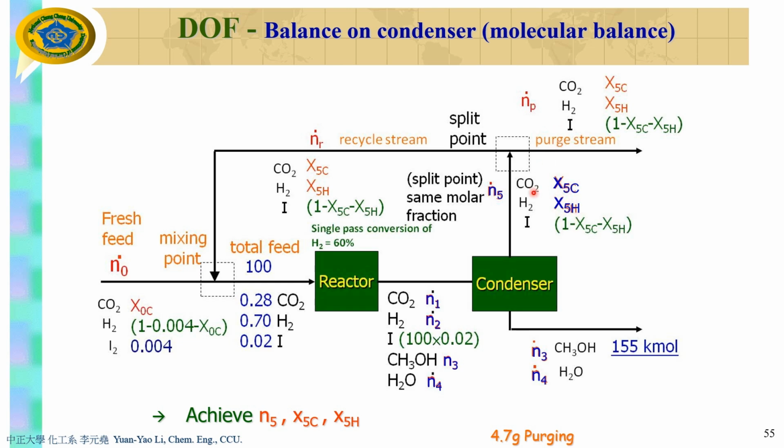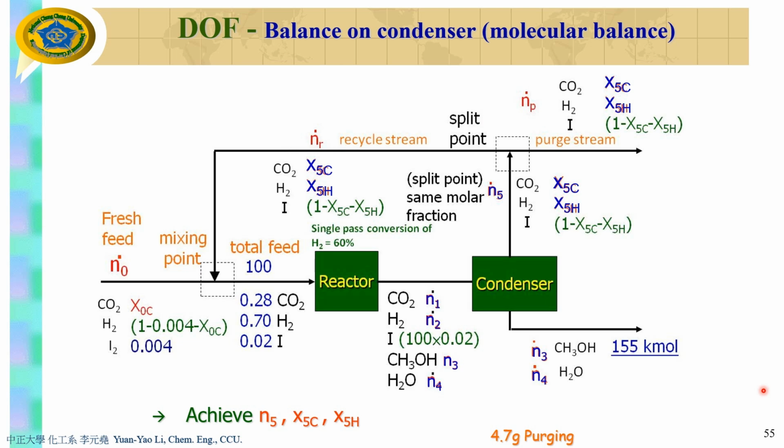And immediately, because you know this is a splitting point, the fraction in the purging stream and the fraction in the recycled stream will be the same. So X5C, X5H here is the same as this one. So you get the answer immediately. So there are only 2 unknowns here. Okay?